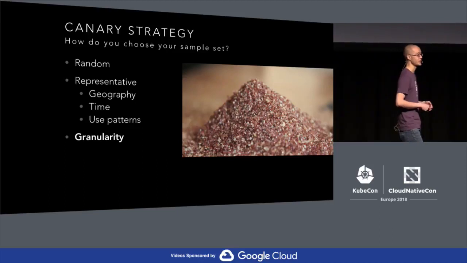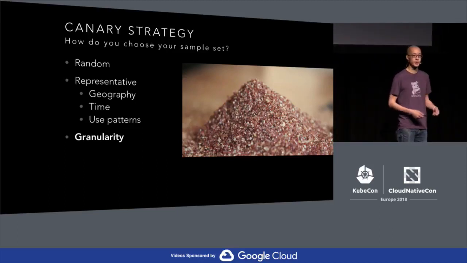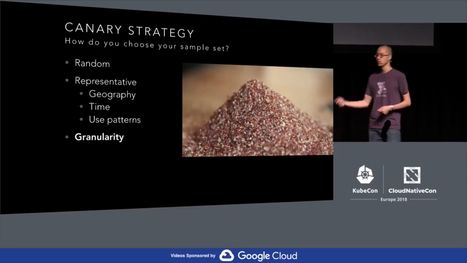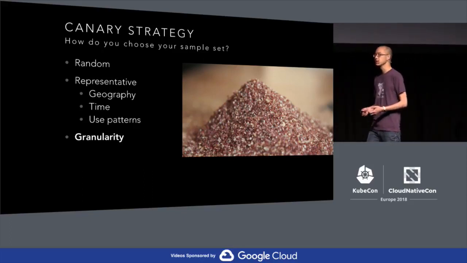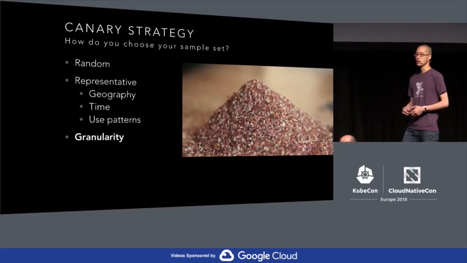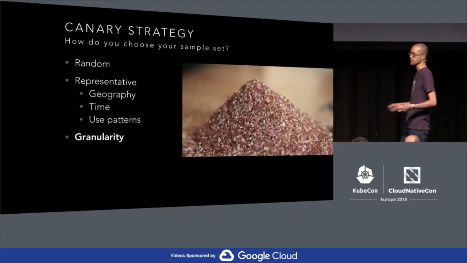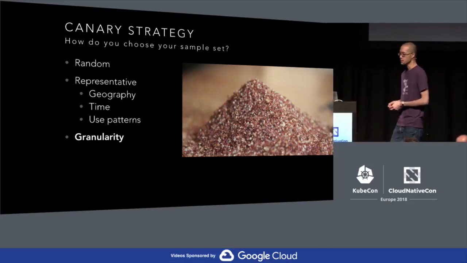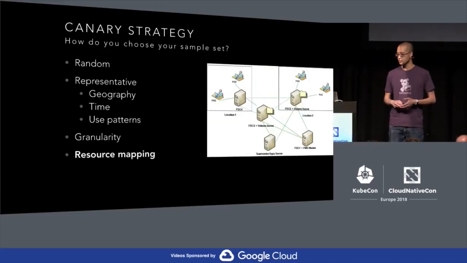For example, Grubhub, which is one of our customers, they Canary deploy to small cities first. So that's their granularity. They'll deploy to a small city, measure that, deploy to a larger city or to a province, deploy to countries, deploy globally. So think about how you're going to scale your Canary sets.